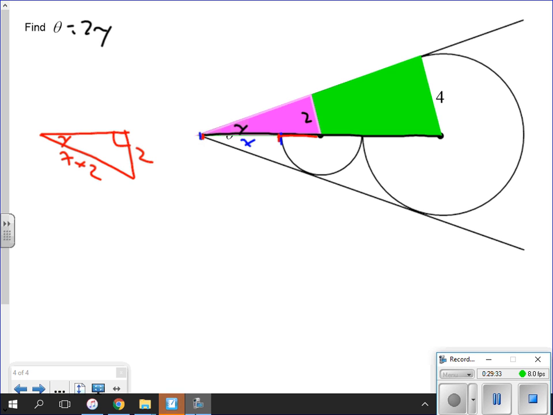And then we have a second triangle. Same setup. What's the radius of my bigger circle? 4. So this length here is 4. How long is this side here going to be? x plus 8. Because how long is it from here to here? 2. How long is it from here to here? 2. How long from there to there? It's 4. So x plus 2 plus 2 plus 4 gives me x plus 8.